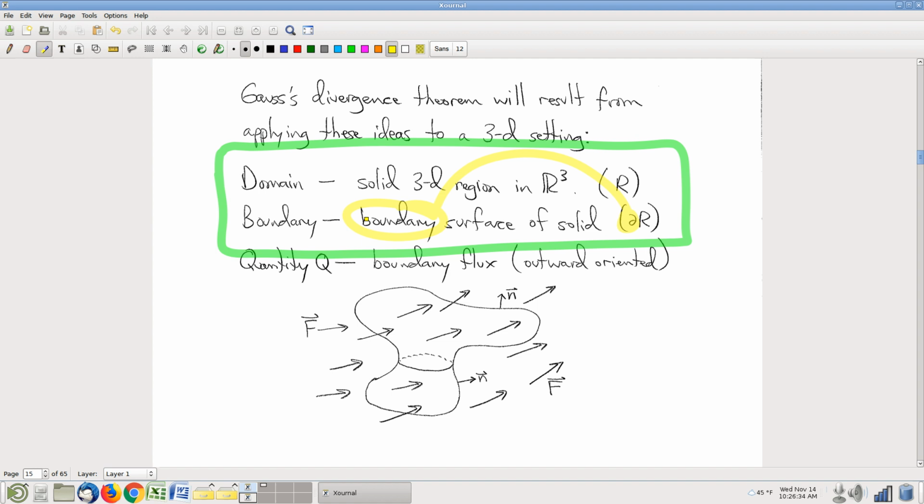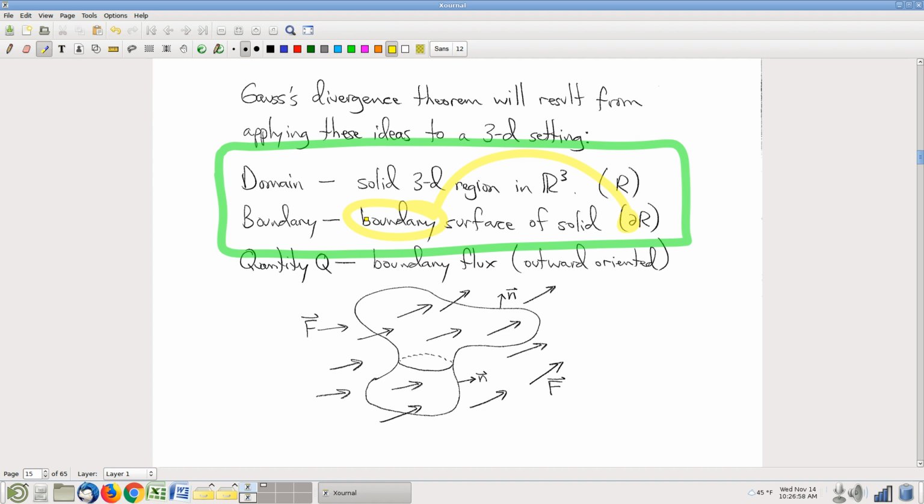It's just a notational shorthand. Okay. Also, don't forget, when you say boundary of a solid, yes, that defines a surface, but that surface is oriented. Right? And the rule is always outward oriented.